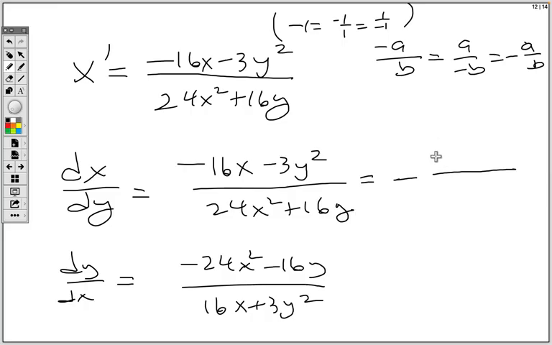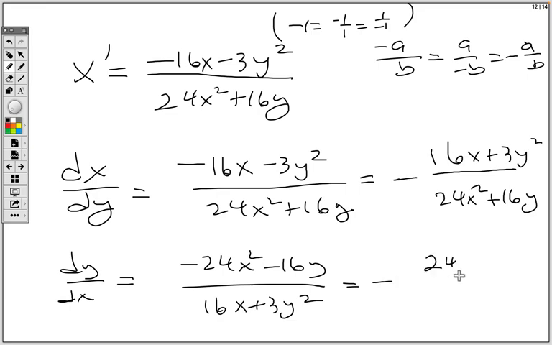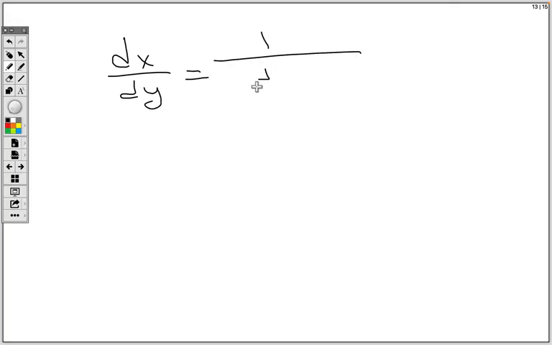So I'm going to factor the negative out front. I'd have 16x plus 3y squared in the numerator over 24x squared plus 16y in the denominator. And by golly, if I do the same thing down here, I think you can see the relationship between dy/dx and dx/dy. They're just reciprocals of each other. Oops, that's the cat. They're getting excited about that. So in this particular case, it certainly appears as if dx/dy is just 1 over dy/dx, which makes sense on the level of fractions.